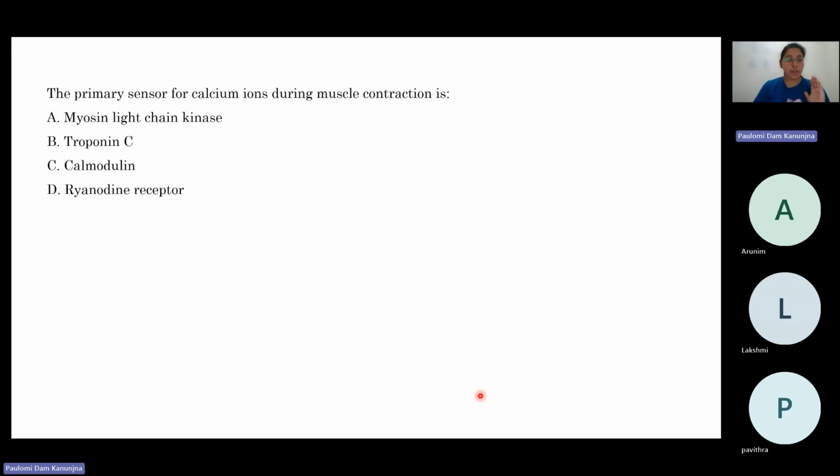Now, in case of your muscle contraction, calcium ions are there. Which one senses calcium ion? So basically, imagine what happens after calcium ion is released. The entire thing. I have one response. Anyone else wants to give it a try?